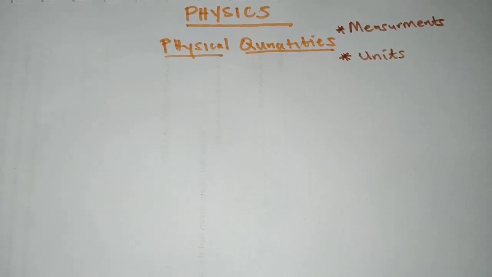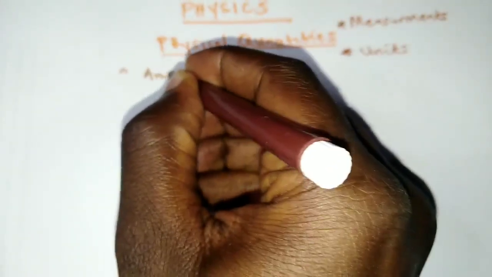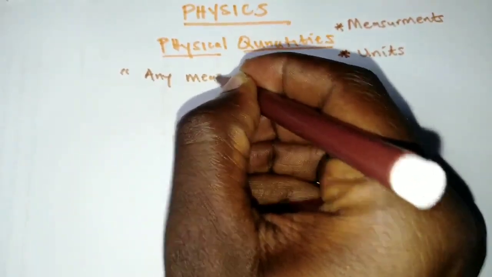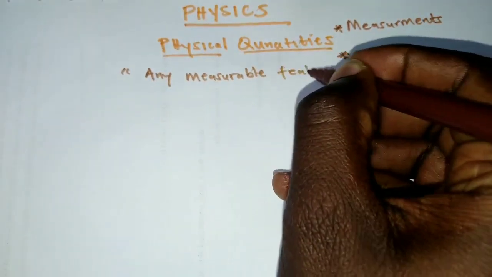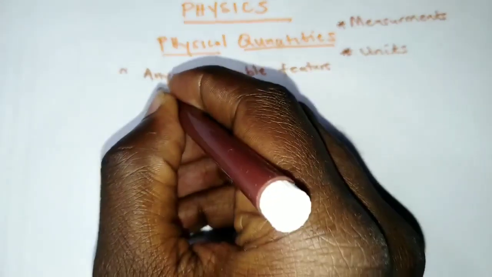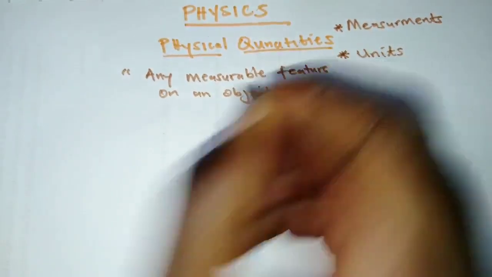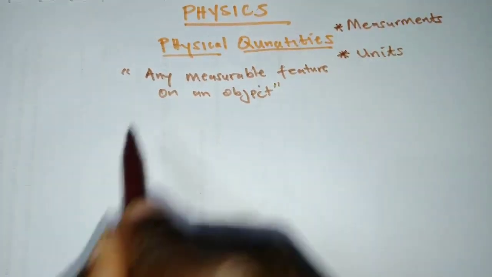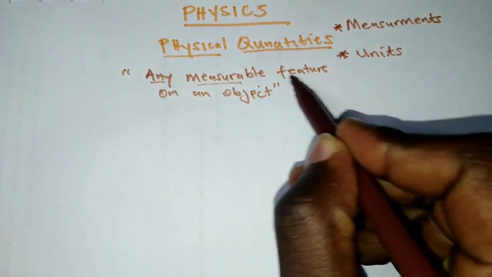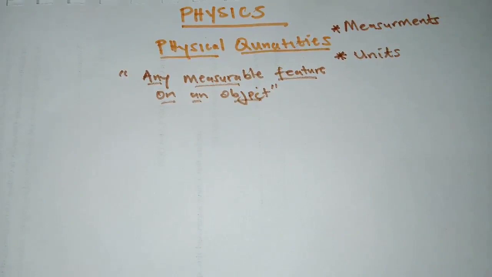If we were to define what a physical quantity is, for the sake of your information, a physical quantity is any measurable feature on an object. It's the simple definition of a physical quantity: any measurable feature on an object. That's what we call a physical quantity.